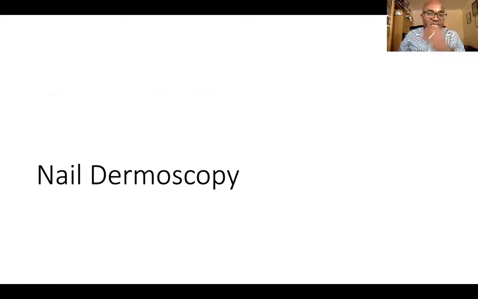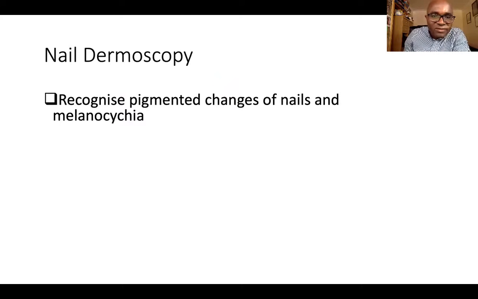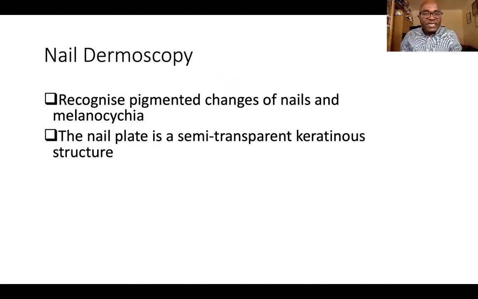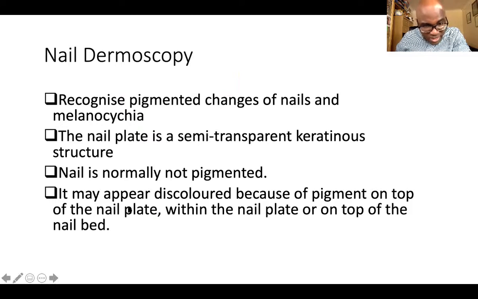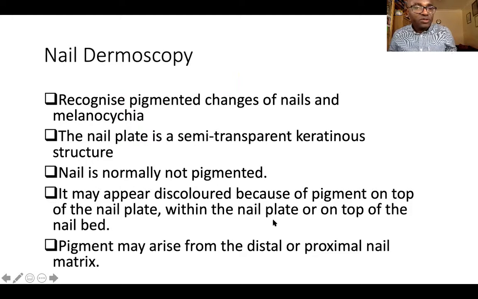Nail dermoscopy, finally, is something I want us to look at. Apart from its uses in pigmented and non-pigmented lesions, dermoscopy has some role in helping make a diagnosis in the nails. It helps recognize pigmented changes and melanonychia. The nail plate is a semi-transparent, keratinous structure, so the nail is normally not pigmented, but it appears discolored because of pigment on top of the nail plate, within the nail plate, or on top of the nail bed. The pigments may also arise from the distal or proximal nail matrix.